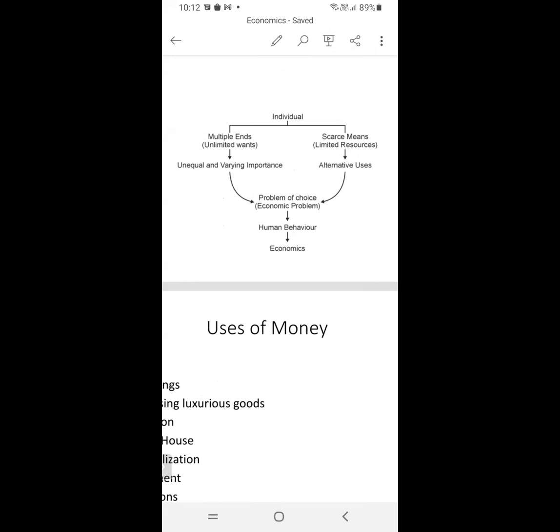That means scarce means limited resources. Multiple ends means our wants. We want more things. Unequal and varying importance, alternative use, and problems of choice. Economics is also a problem solution. So human behavior and economics, all of this links with one another.